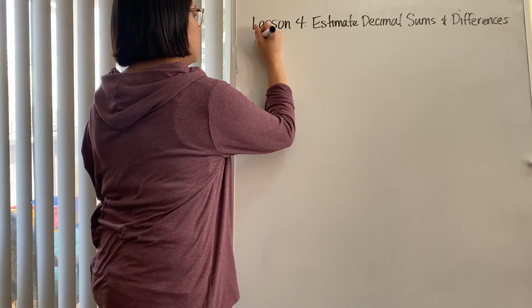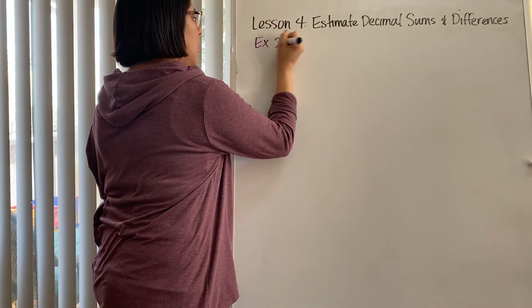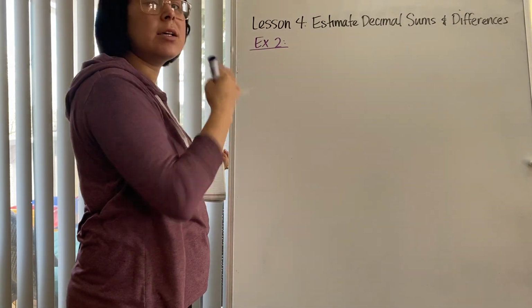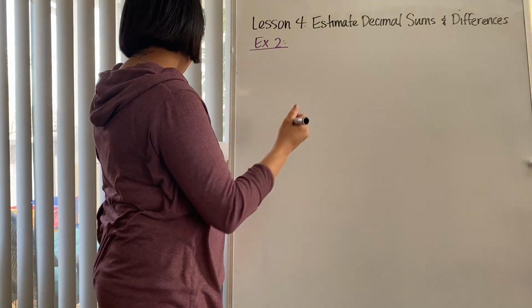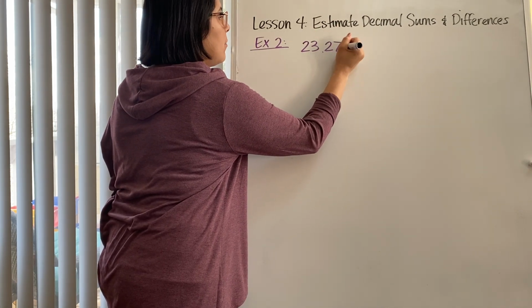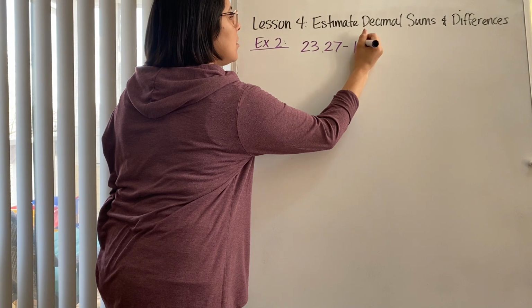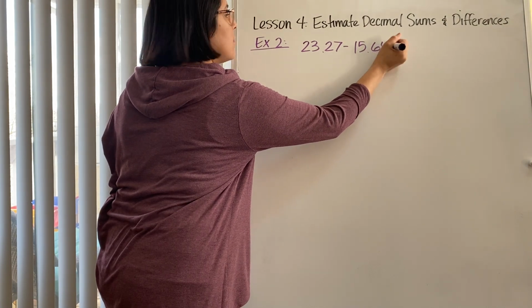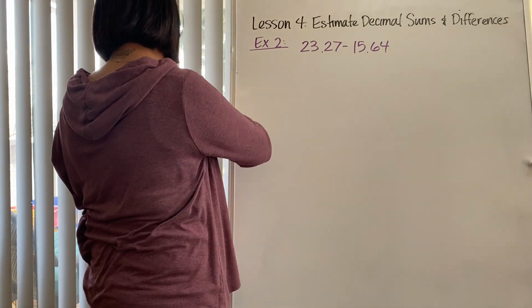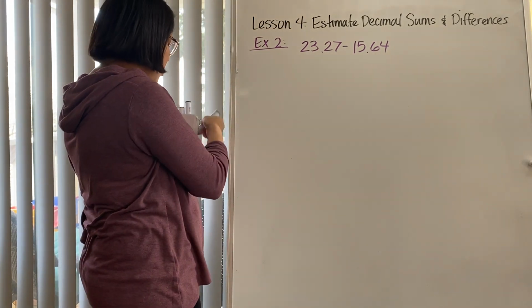Example 2. Okay, now we're going to do, so we just did decimals, now we're going to do the whole number example. We have 23.27 minus 15.64. Okay, so first thing that we have to do is round our numbers.